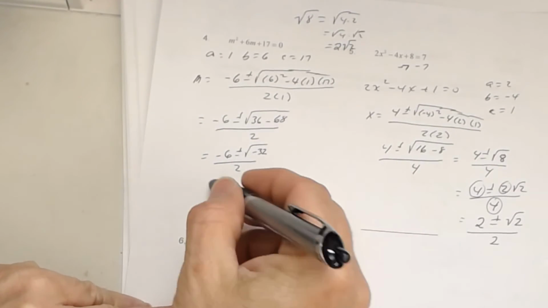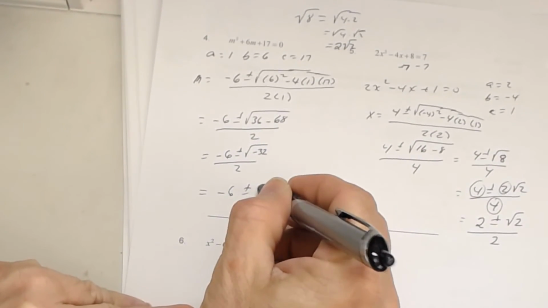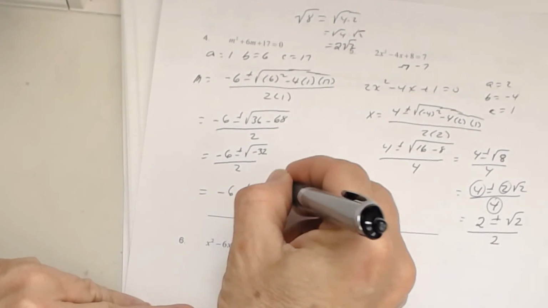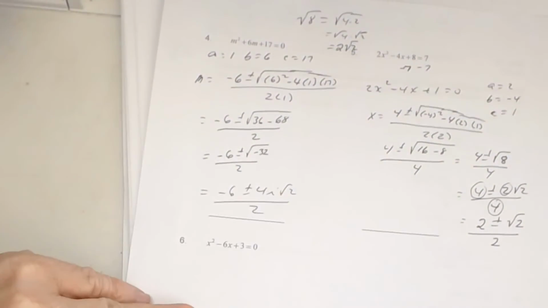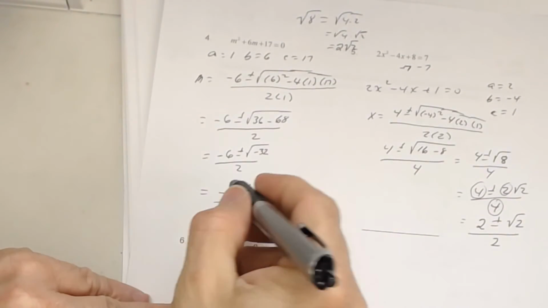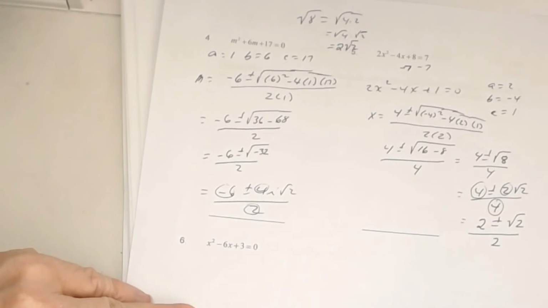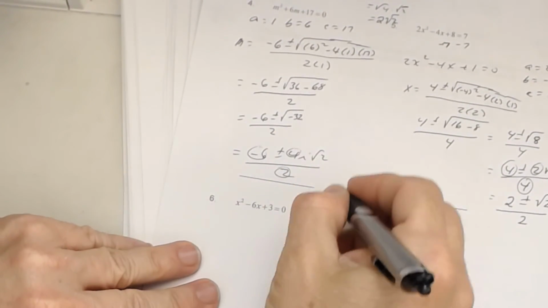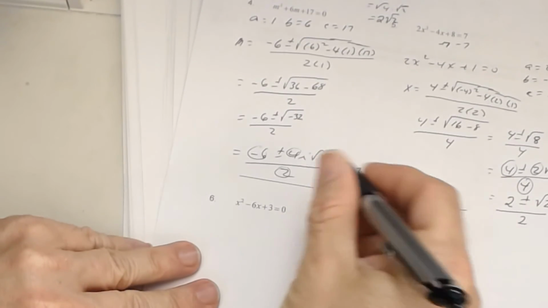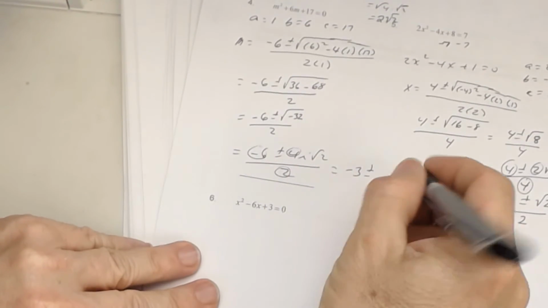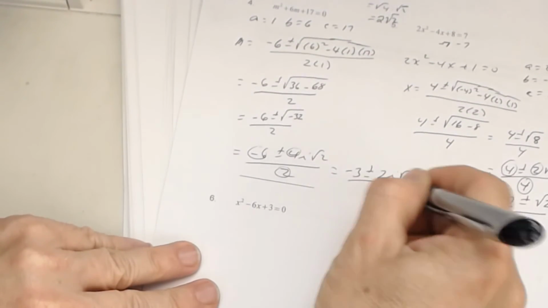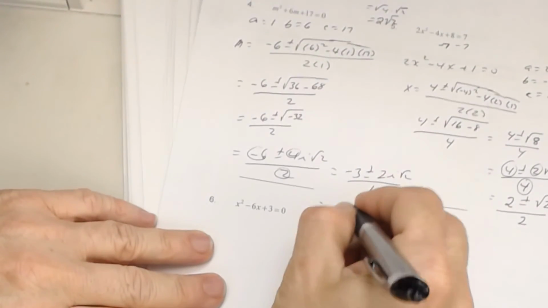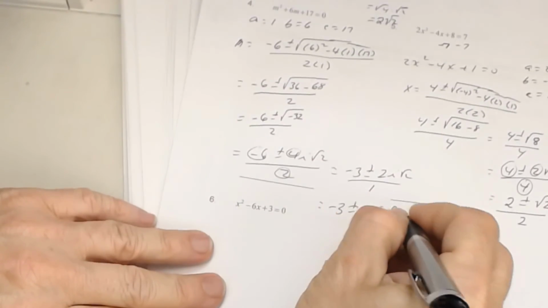All right, so that becomes negative 6 plus or minus the square root of, well, that's 4i square root of 2, right? Over 2. Okay? All right, so then, see these that I have circled? Can I reduce that? Yes, they're all divisible by what? 2. So negative 6 divided by 2 is negative 3 plus or minus 2i square root of 2, all over what? 1. But anything divided by 1 is itself, so rewrite that to just be what? Minus 2i square root of 2.